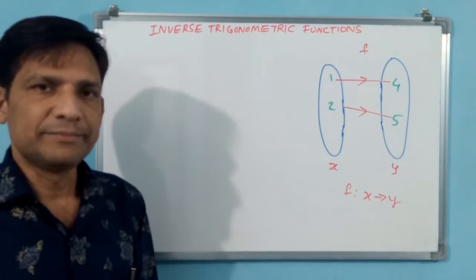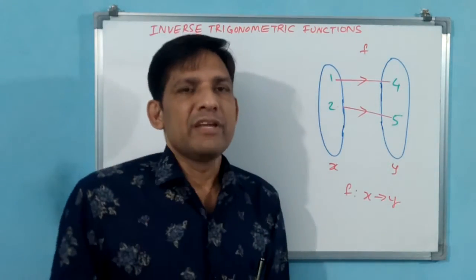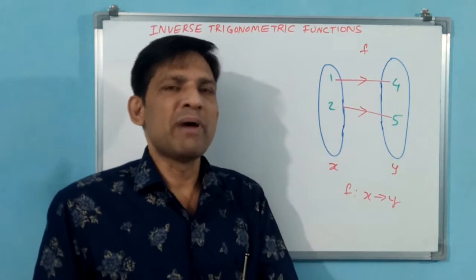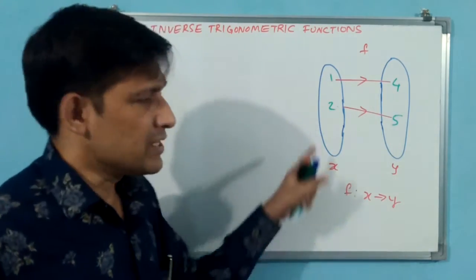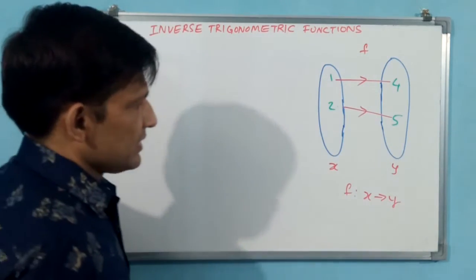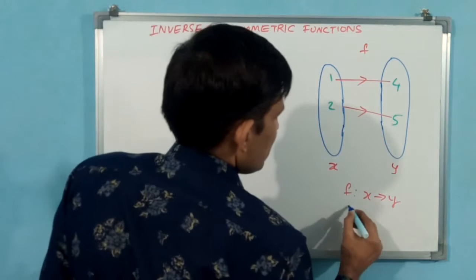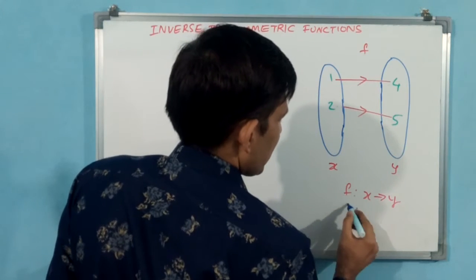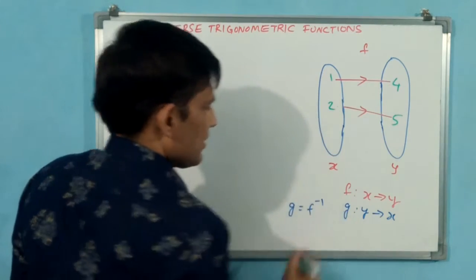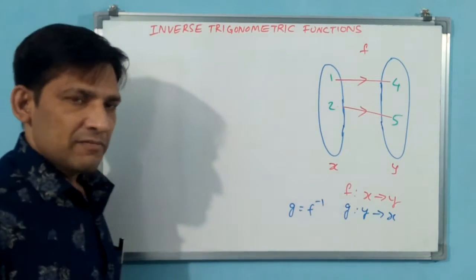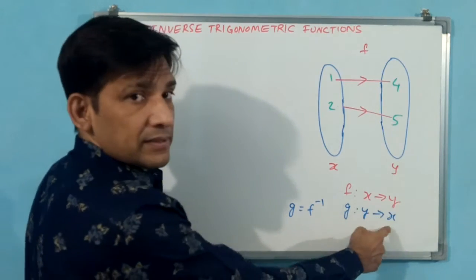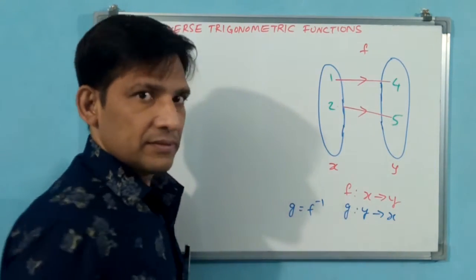Now you come to the inverse. For becoming an inverse, the function should be one-one and onto, or we can simply say it should be bijective. That means if your function is bijective, then it can be made into an inverse. See, I am making the inverse like this: f is from x to y, then g is from y to x, that is g equals f inverse. F power minus 1 is called the inverse, and the name I am giving for that is g. G is from y to x. You know this very well.